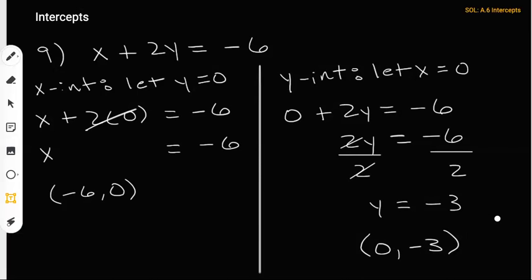So those are finding x-intercepts and y-intercepts. Whether you're in standard form or whether you're in slope-intercept form, all you have to do is let the opposite variable equal 0. So I hope that helps.